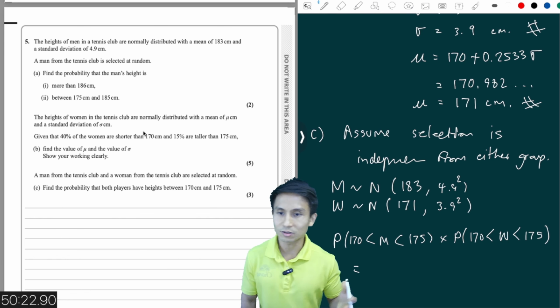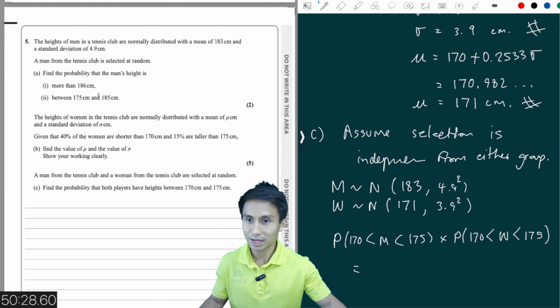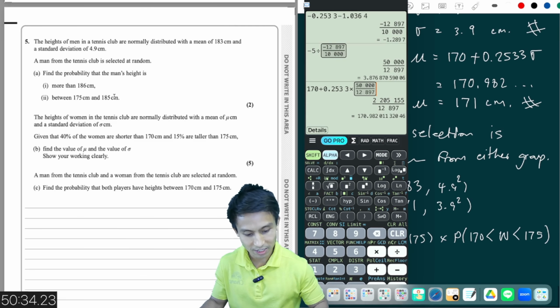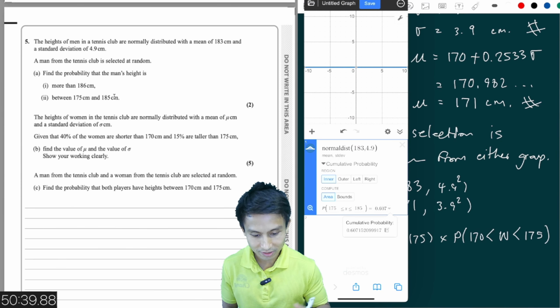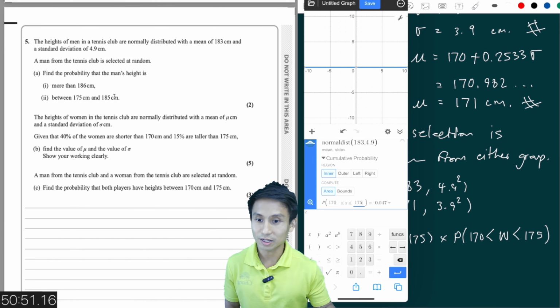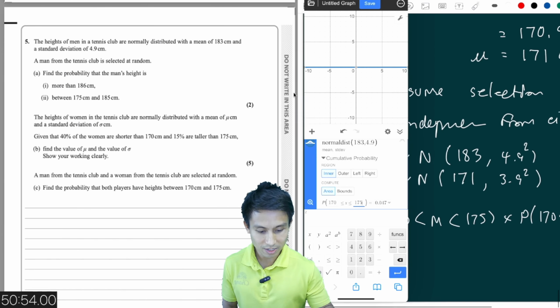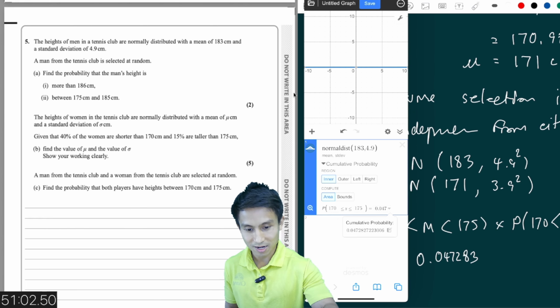But we didn't get the probability for the men there, so we need to find it first. Okay, yeah, we can find it. So let's use Desmos again. I already got the data for men here on the calculator. Let's change that to 170 here, the left bound, and the upper bound is 185. Sorry, 175. Almost got that wrong. So that would be for the men 0.047283. Just keep it at that.